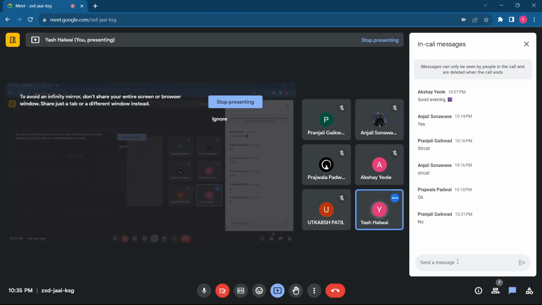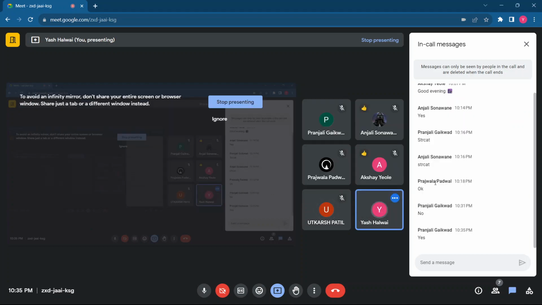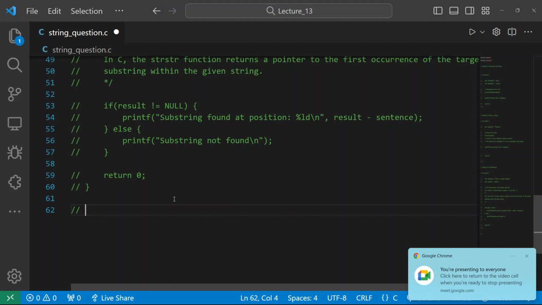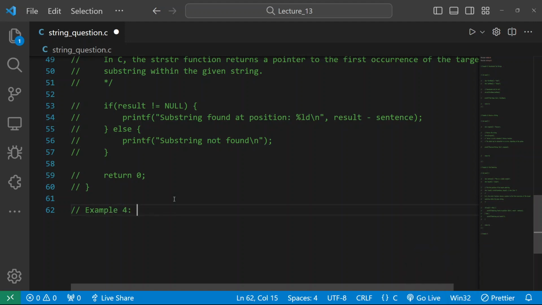Now, is this clear to all? Yes or no? Yes, Pranjali, Anjali, Prajwala, Akshay, Utkarsh. Okay, good. Let it take a lot of time, but it should be clear. If you're not understanding, please let me know. Ask me as many times as you want. So now let me move on to the next question. What was the question I have with me? What was the name of the question?